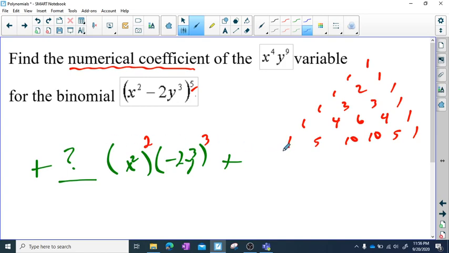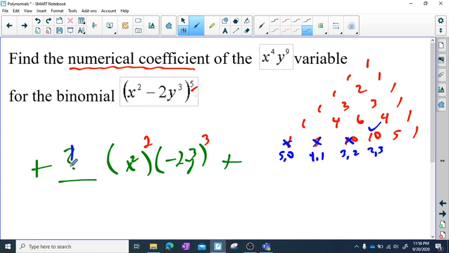The first one, it would be the 5 and 0. What I mean by that is these exponents would be 5 and 0 to start. You say, well, that's not the one I want. Then this one is 4 and 1. I don't want that one. This one is 3 and 2. I don't want that one. This one is 2 and 3. That's the one I want.